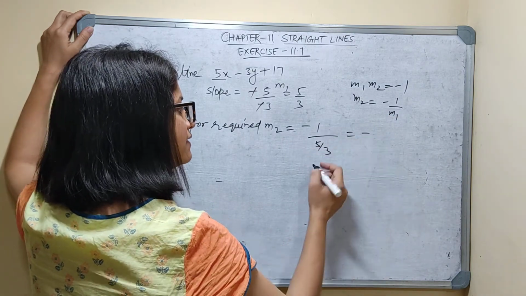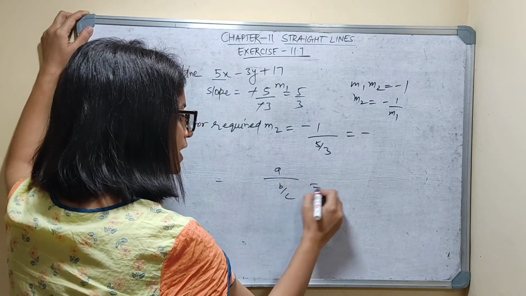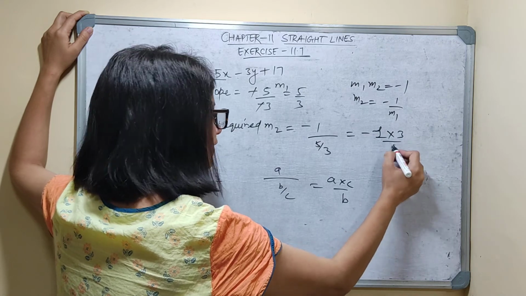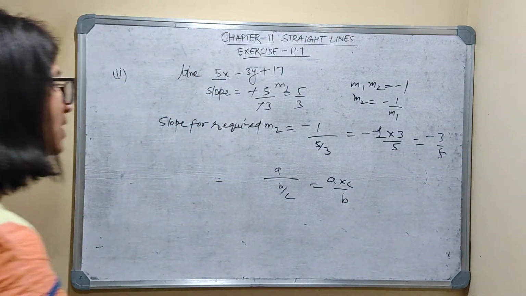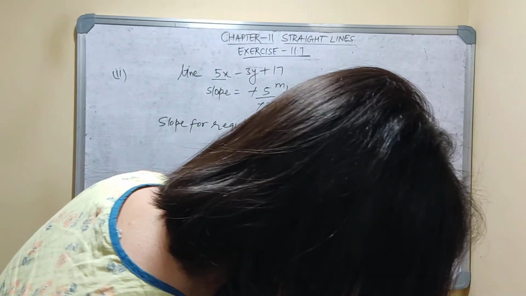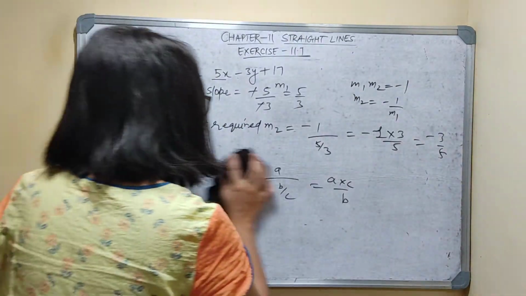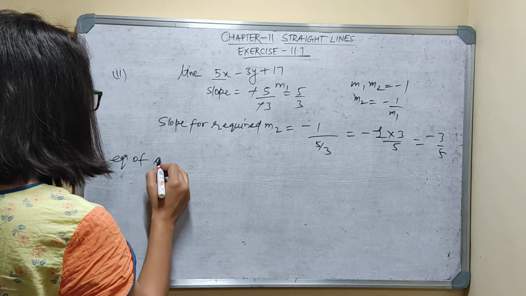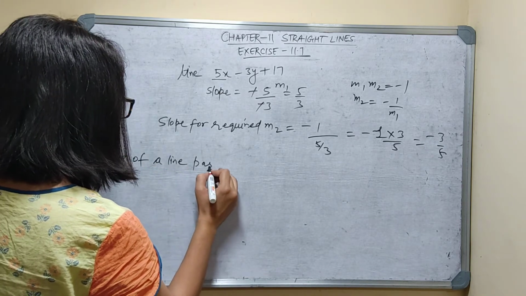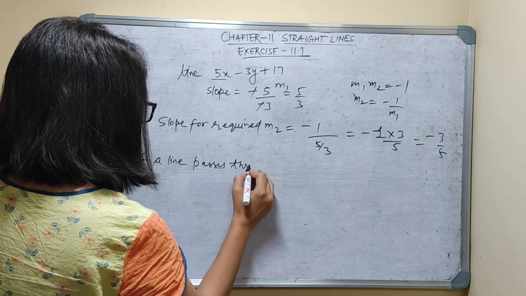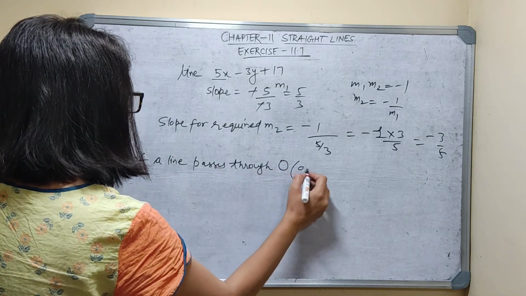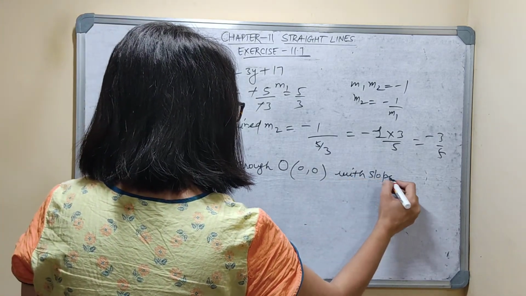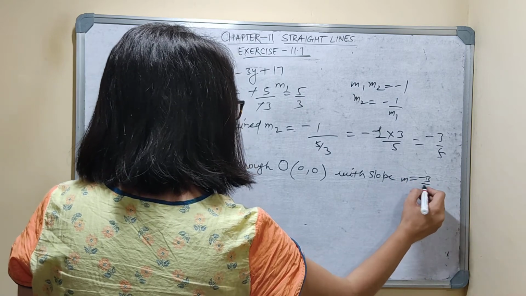Or I can write it as a upon b upon c, so a into c upon b. So it will be minus 1 into 3 upon 5, or minus 3 upon 5, which is the slope for the required line which passes through origin. So I can write the equation of a line passing through 0, 0 with slope m is equal to minus 3 by 5.